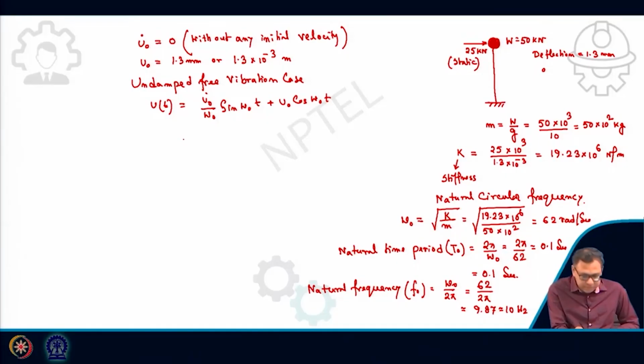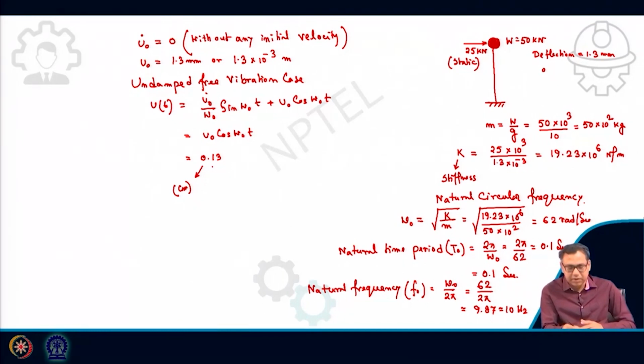Now here you know that this part will be 0 because u dot 0 is 0. So it will be only u0 cos omega 0 t, and u0 is what? 0.13. This is in terms of centimeter. If you write in terms of millimeter, it will be 1.3, and if you write in terms of meter, it will be 1.3 into 10 to the power minus 3.